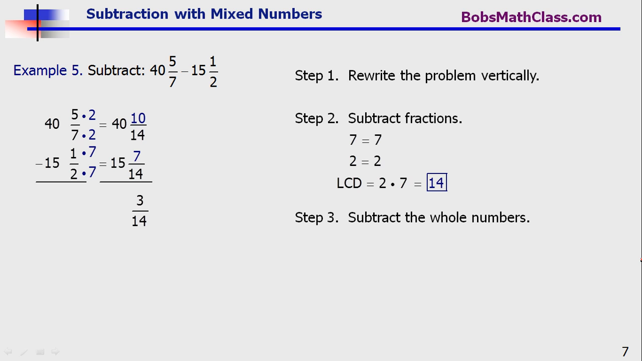Now we can subtract the whole numbers. So that's 25 and 3/14. Are we all done? Yeah, we're all done. We can't even reduce, so that's it for this one. 25 and 3/14.